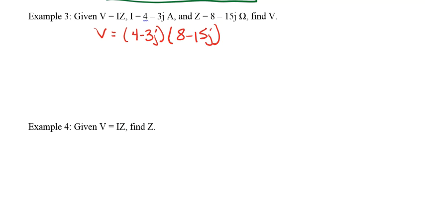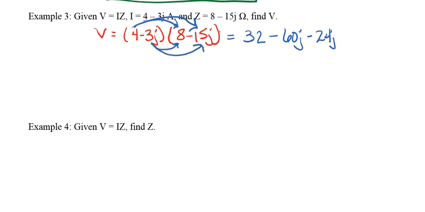So I have a binomial times a binomial, so I'm going to do each with each. 4 times 8 is 32. 4 times minus 15 is negative 60. Negative 3J times 8 is negative 24J. Negative 3J times negative 15 is a positive 45J squared.